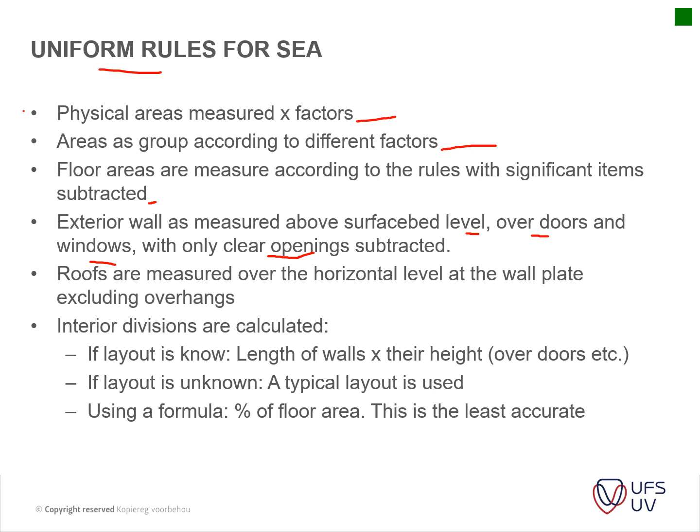Okay, that is a relative term, and I think you would ask a question, but when is it a big enough opening? The rule of thumb is usually when you have sliding doors, windows, that type of openings, and that's more than a standard double door opening. Okay, roofs are measured over the horizontal level at the wall plate overhangs. So please take note of this. This is very important. Roofs are measured over the horizontal level. Okay, exterior divisions are calculated if the layout is known.